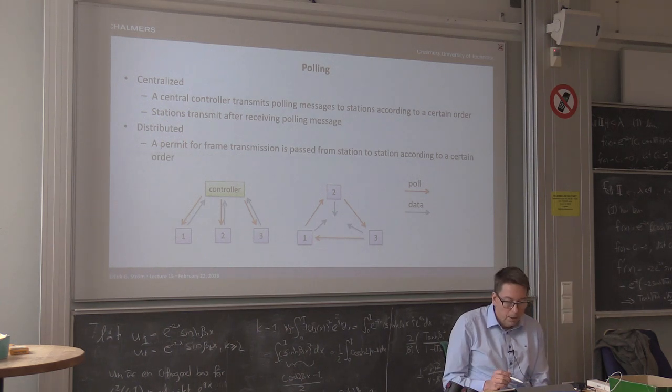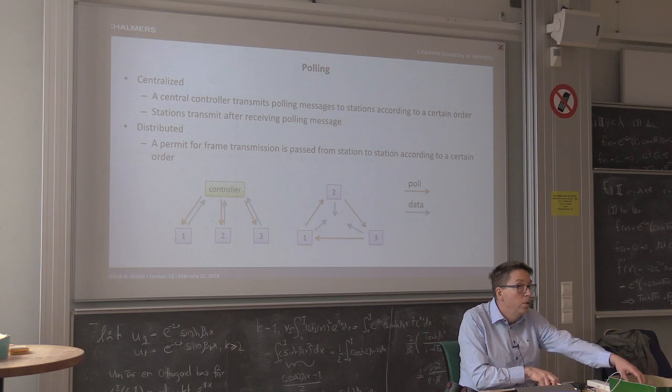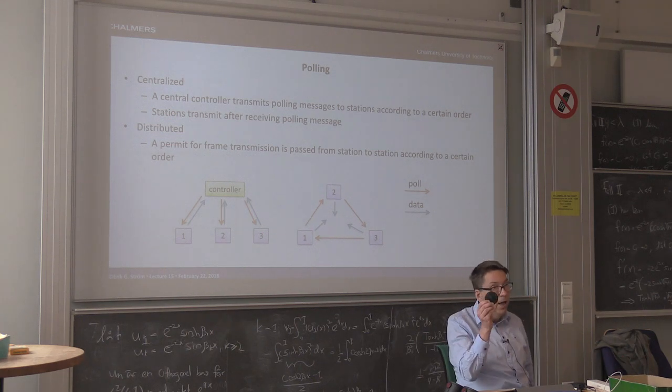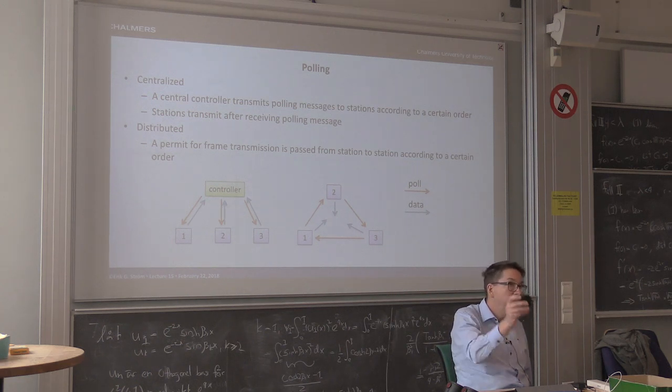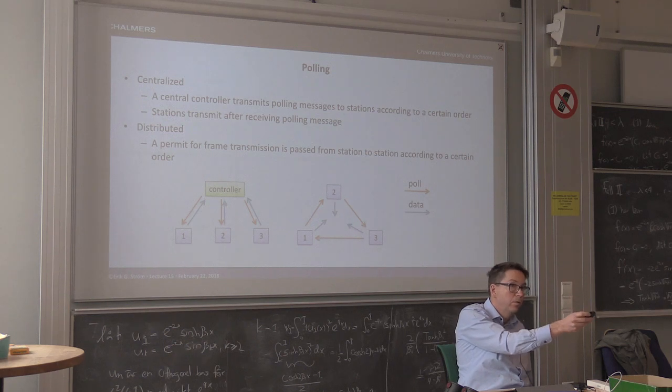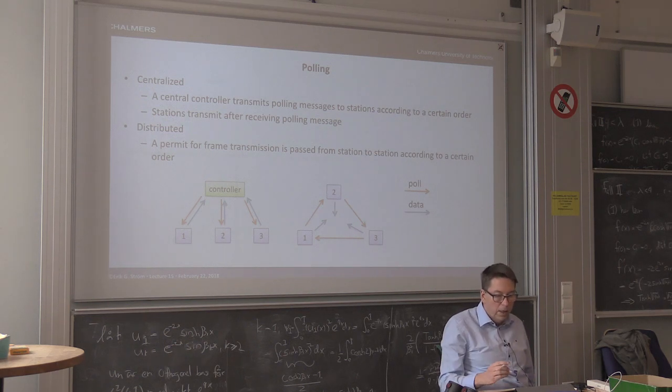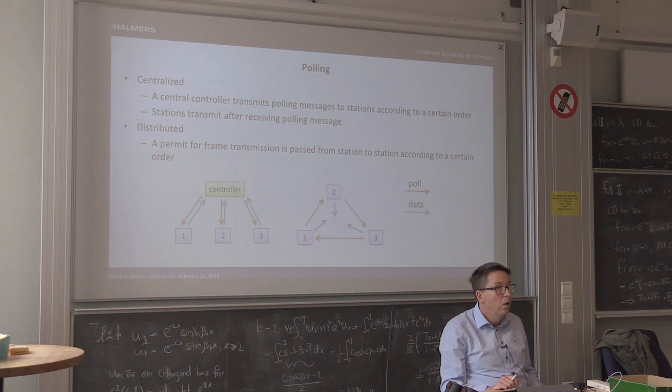Distributed is where we almost have this token thing. So when I have it, I transmit. Otherwise, I give the token over to the next person. If the next person doesn't have any data, it immediately passes over the token to the third, and so forth. That's one of these round-robin things. So one has the token, and if it has data, it transmits, and then it hands over the token to number 2, which transmits, and so forth, and goes around. Questions?